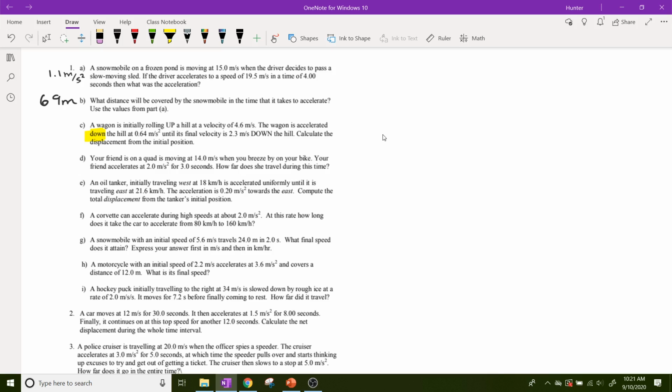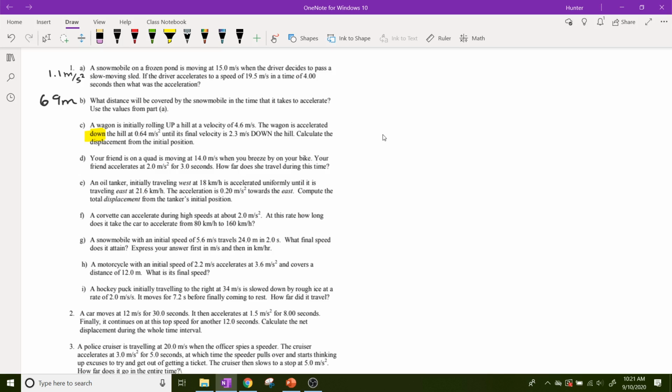Your friend is on a quad, and I guess it's like a four-wheeler, and is moving at 14 meters per second when you breeze by on your bike. Apparently the quad is not doing a very good job, or your bike is moving really fast. Your friend accelerates at 2.0 meters per second squared for 3 seconds. How far does she travel during this time?